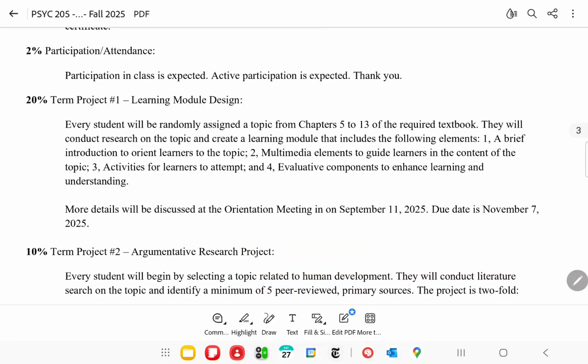The third piece, some sort of an activity, some sort of a learner-attempted activity. Here you're providing instructions. You can do so in the form of a video. You can do so in the form of a set of written instructions. So instructions in print are totally fine. Instructions to guide your learner to do something.